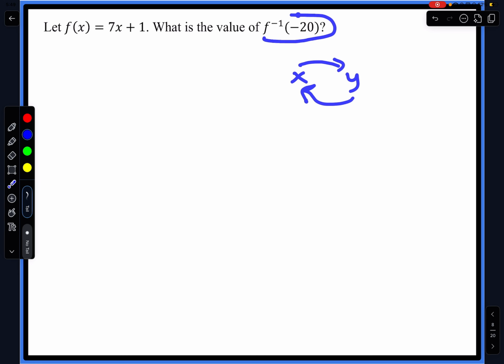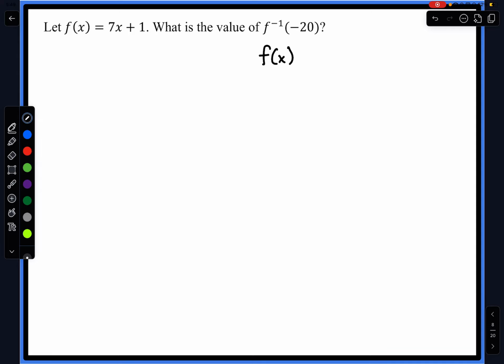So in order to evaluate this and figure out what the output value would be when I input the number negative 20 into the inverse, well, that's the equivalent of trying to figure out where my original function f of x is going to equal that value of negative 20. So we're going to do exactly that. We're going to solve this equation and find where this is going to equal that number. So we end up just having an equation that we need to solve for x.